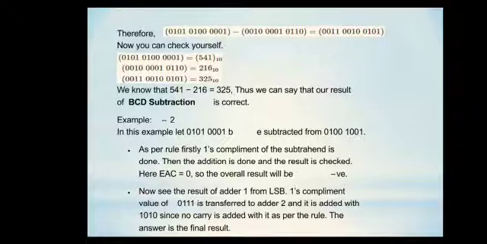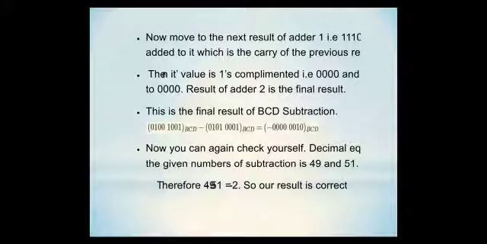Okay, next move to the next result of adder 1, that is 1110. Added to it is the carry of the previous result. Then its value is one's complemented, that is 4 zeros, and 4 zeros, the result of adder 2, is the final result. Okay, this is the final result of BCD subtraction.